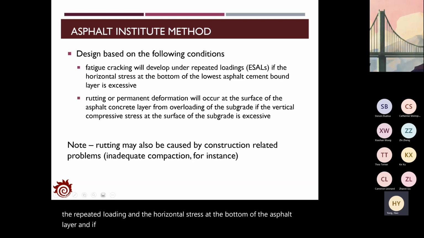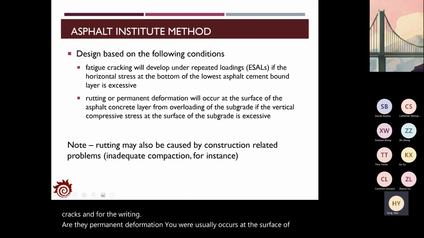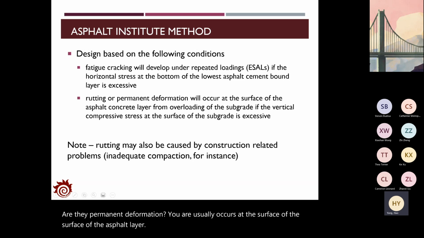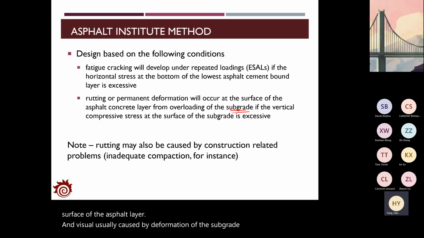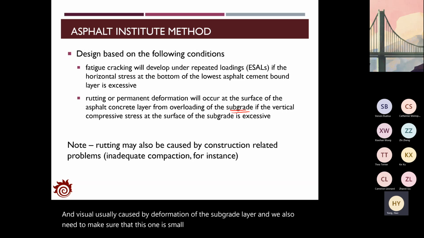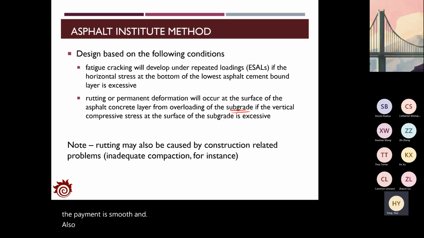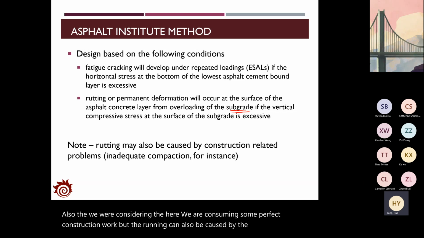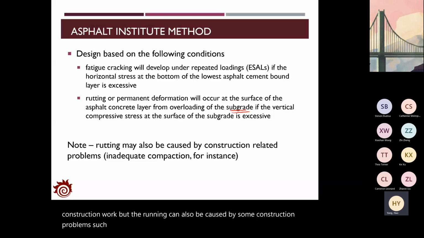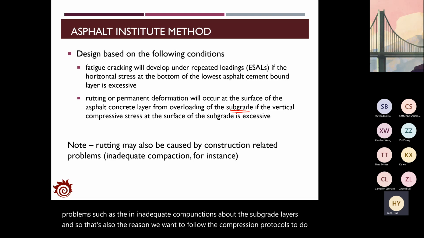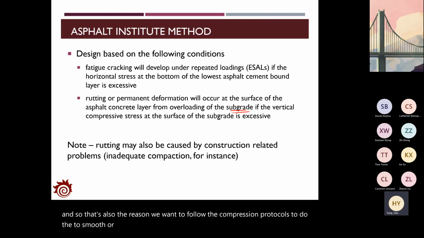If it exceeds the capacity of the asphalt layer, then we will have cracks. For rutting or permanent deformation, it will usually occur at the surface of the asphalt layer, and will usually be caused by the deformation of the subgrade layer. We also need to make sure that this is small enough so that the pavement is smooth. Even considering perfect construction work, rutting can also be caused by construction problems such as inadequate compaction of the subgrade layers, so that's also the reason we want to follow the compaction protocols to process the subgrade layer.